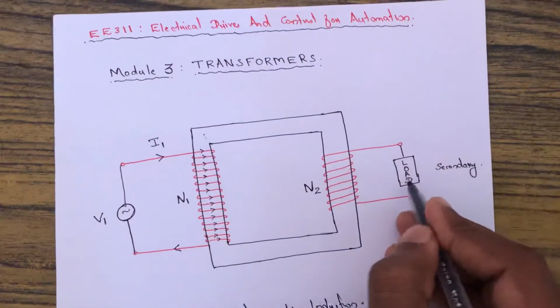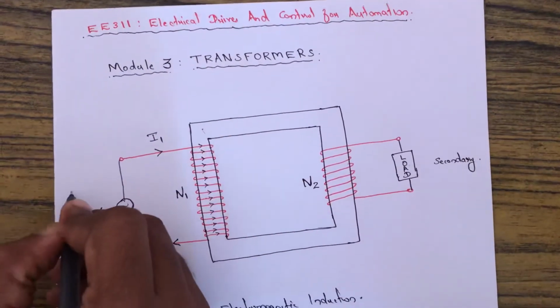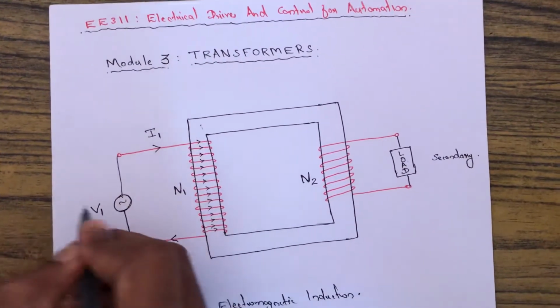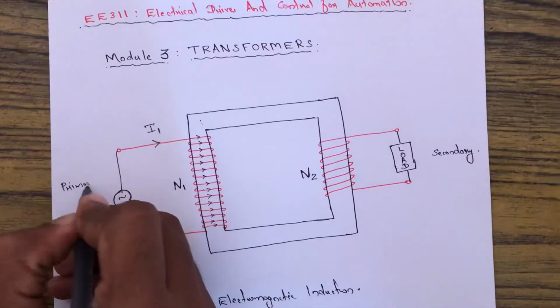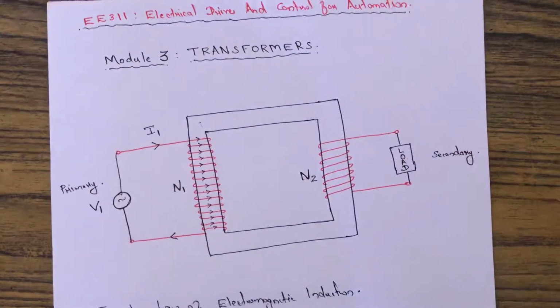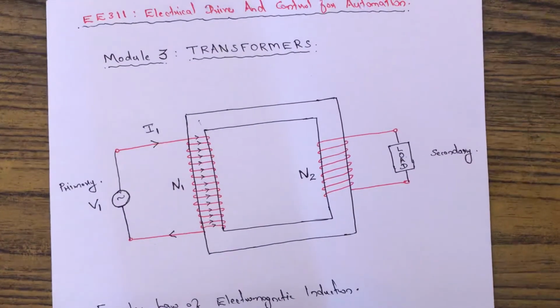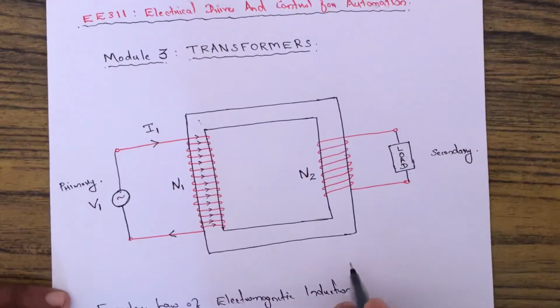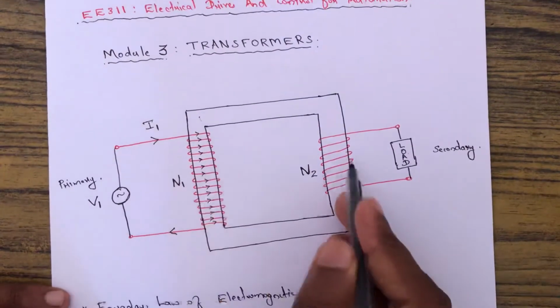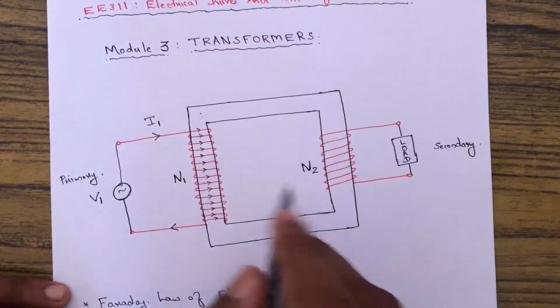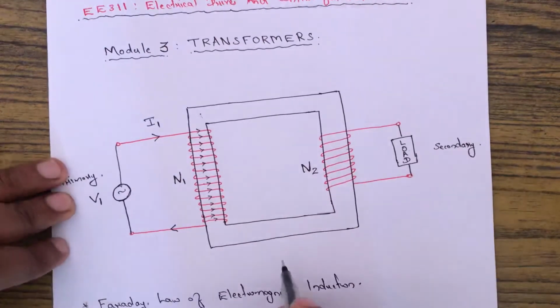The winding connected to the load is called the secondary winding, and the winding connected to the supply mains is called the primary winding. Okay, now let us see the working principle of a transformer. That is, let us see how the power is transferred from primary to the secondary.